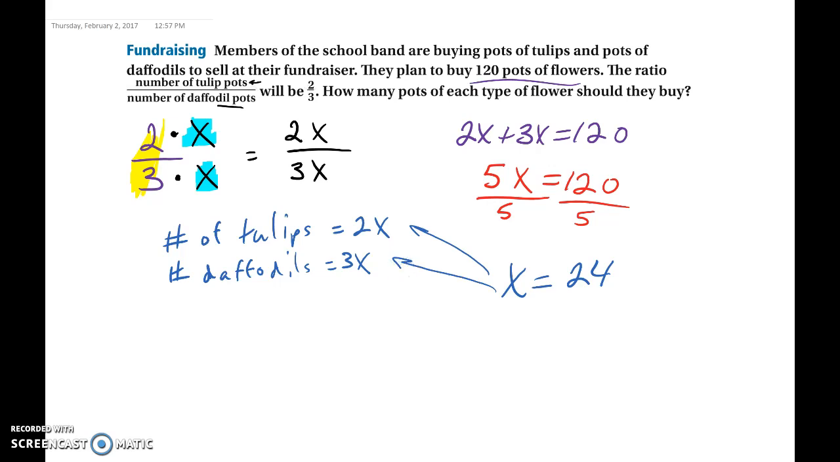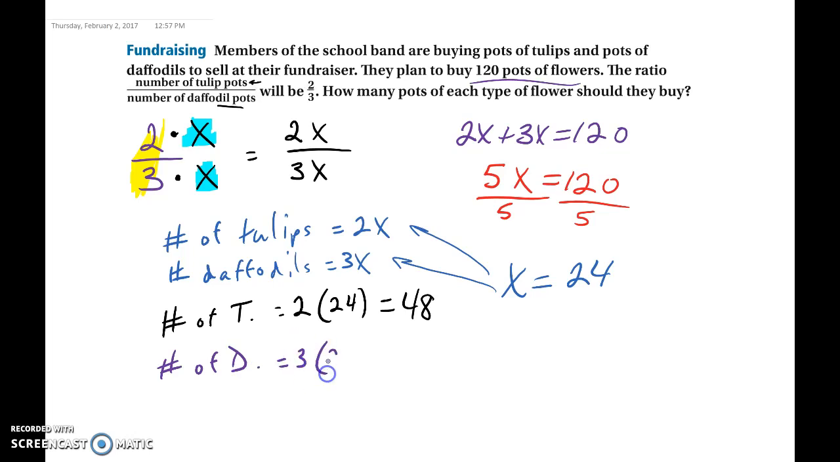So the number of tulips will be equal to 2 times 24, which is equal to 48. So that means we have to have 48 tulips. And then the number of daffodils is equal to 3 times 24, which is equal to 72. So that means we had to have 72 pots of daffodils. All right, so that is solving problems of ratios.